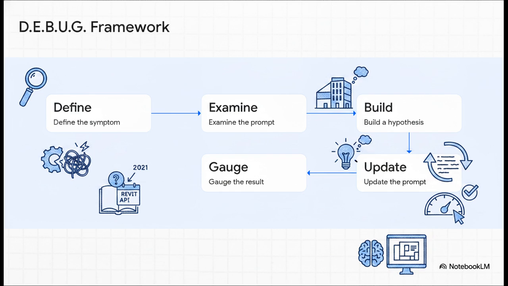D, define the symptom. For example, the code just doesn't compile. E, examine the prompt. Did I actually specify which year's version of the Revit API I'm targeting? B, build a hypothesis, like, I missed the version year, so it's probably using an outdated method. U, update the prompt. And finally, G, gauge the result. We have to stop blindly guessing, using hope and pray debugging, and just throwing massive error logs at the AI hoping for a miracle. Systematically check your API limitations.